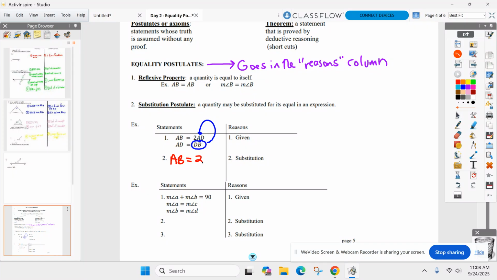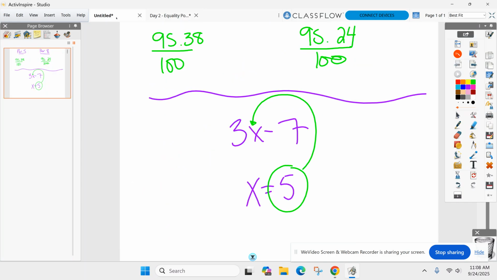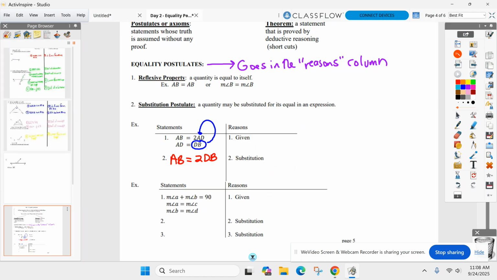So we can do it also in geometry, using what's called substitution. That is called substitution. It is the same as substituting a number in for a variable, but now we're substituting in segment for segment. In a minute, we're going to do angle for angle.